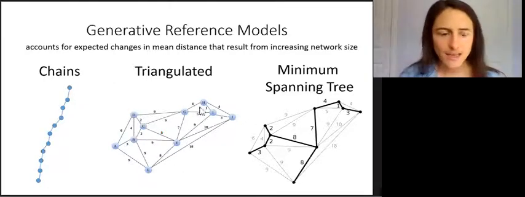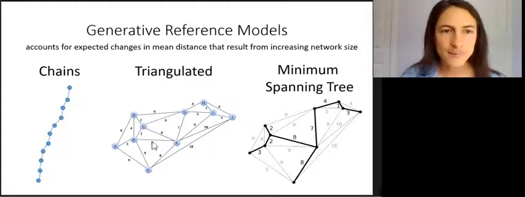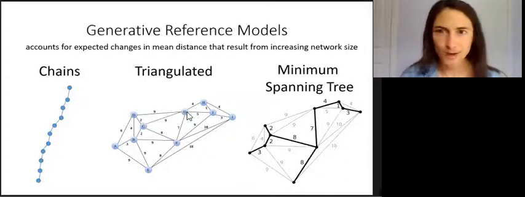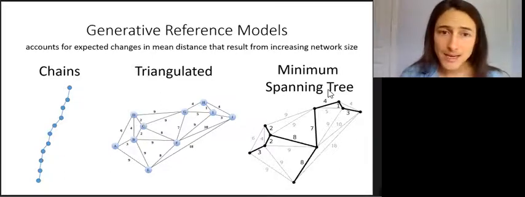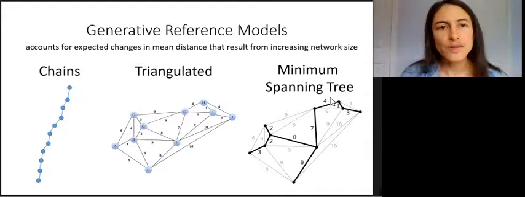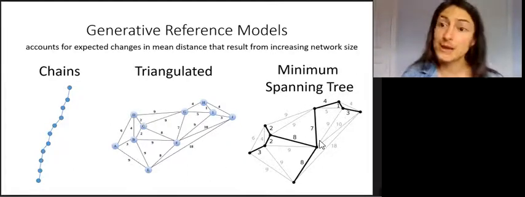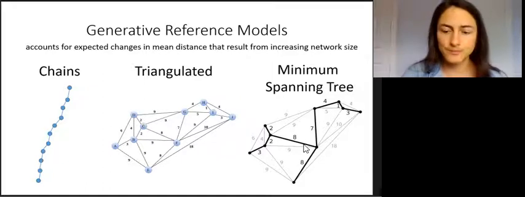The triangulated reference models represent the upper end of connectivity, and they're highly connected. They create these cycles or these loops. The entire network consists of a bunch of triangles. The minimum spanning tree networks are sort of an intermediate level of connectivity, and they consist of a bunch of branches but never contain any cycles or loops.